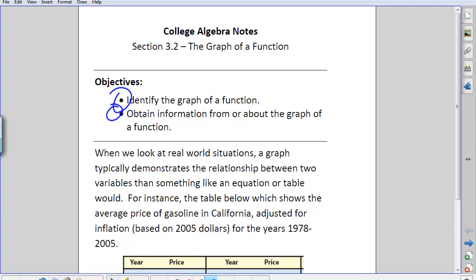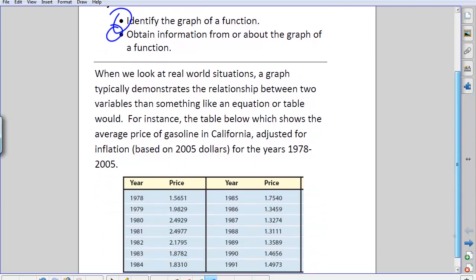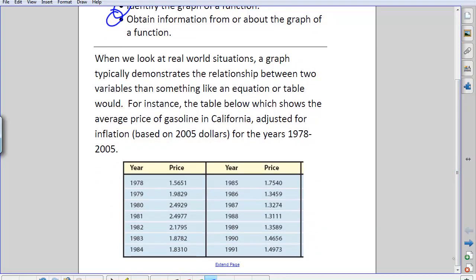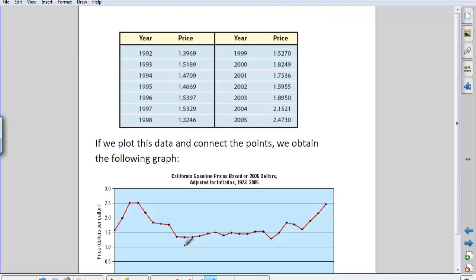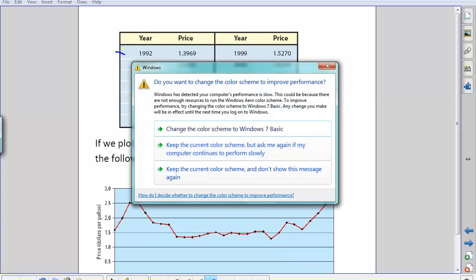And so just talking about graphs real quick. When we have real-world data, for instance, here's a table showing gasoline prices. Starts in the year 78 here, and then goes down, and then back over here to 91. And actually on the next page here, there's more data from 92 on to 2005. And that's just showing the different price of gas for those years.